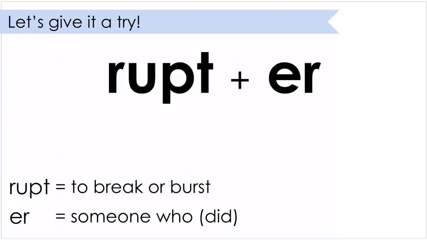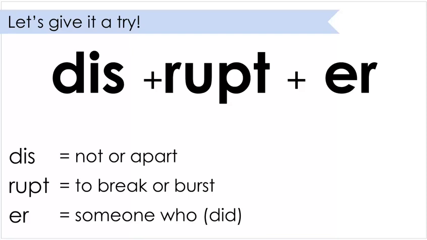We have rupt and we have er. Just like in lesson 2, we cannot just put these together. The word rupter is not a real word. So we're going to go back and add one of our prefixes from our previous days' lessons. We're going to add dis, which means not or apart. So we have dis, not or apart, rupt, to break or burst, and er, someone who did. What would our new word be?